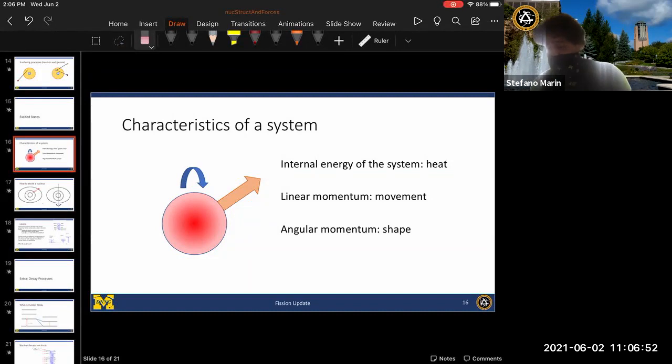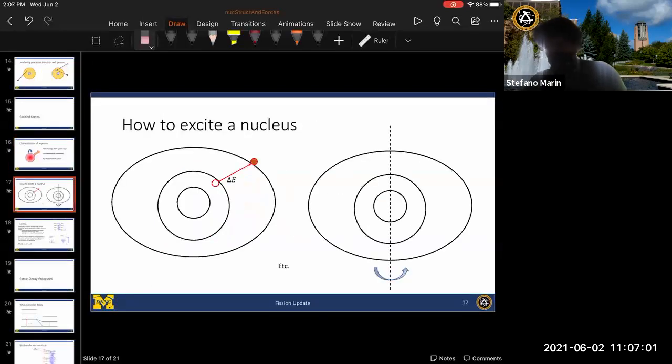Yeah, so these are the characteristics of the system. The linear momentum, of course, is how it moves through space. Angular momentum is how it rotates, how it looks. And so how does that relate?